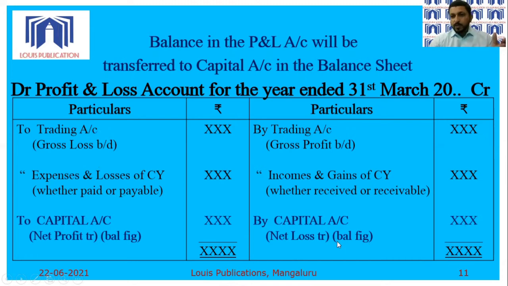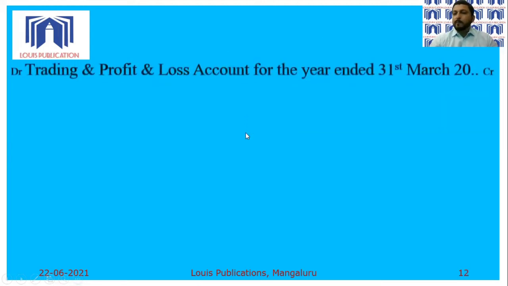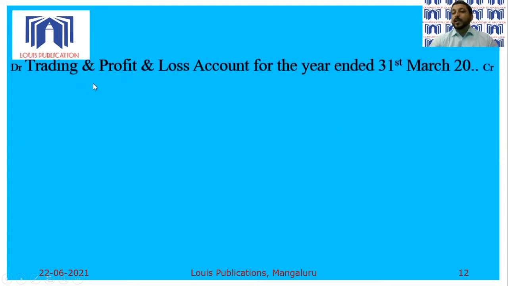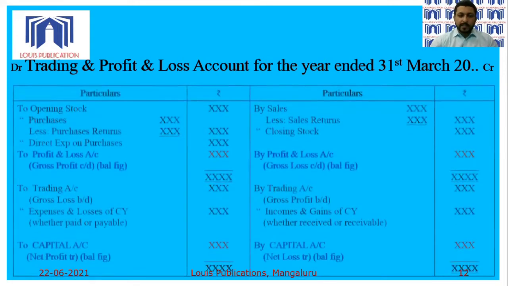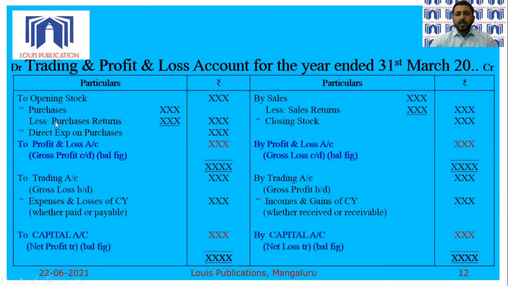trading account in isolation separately, and profit and loss account separately. So before we go to the journal entry of net profit and net loss, let's understand the combined format now. This is how the real heading of trading and profit and loss account will be written. We usually don't separate it. This is the common heading that is written. And at the end of trading account, profit and loss account begins. We don't write a separate heading there. And this is how trading and profit and loss account will look.